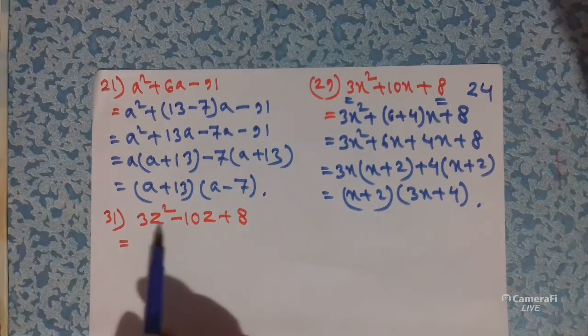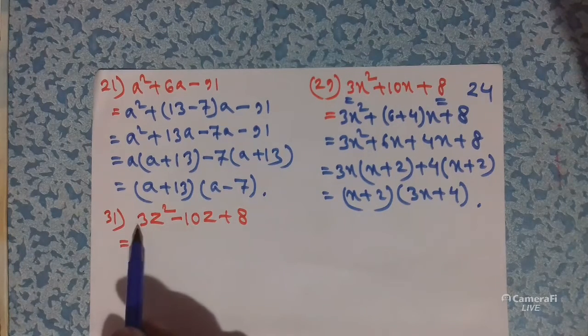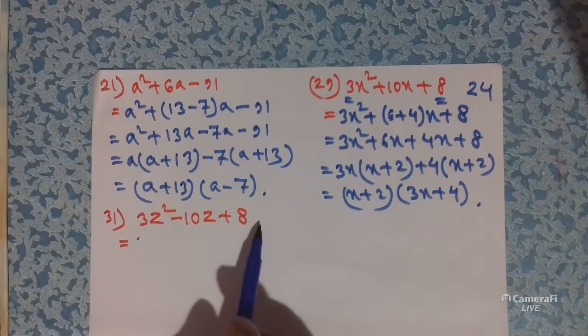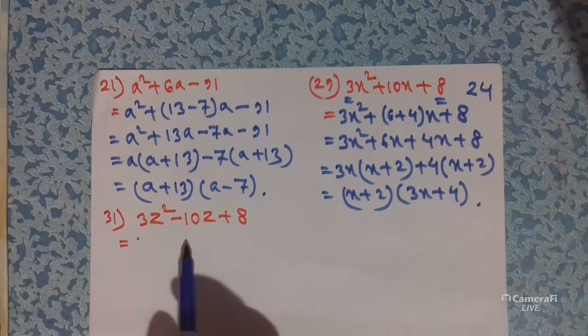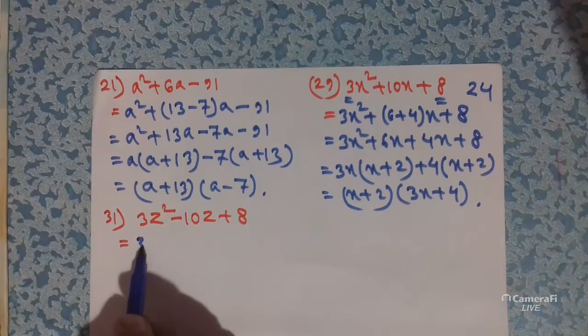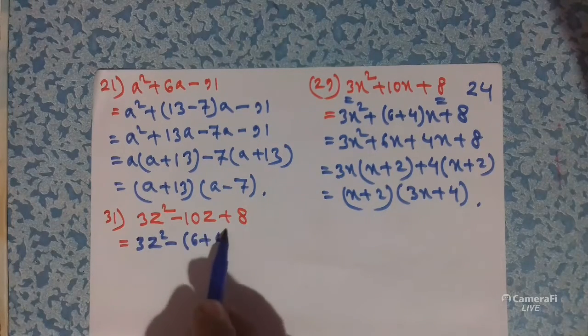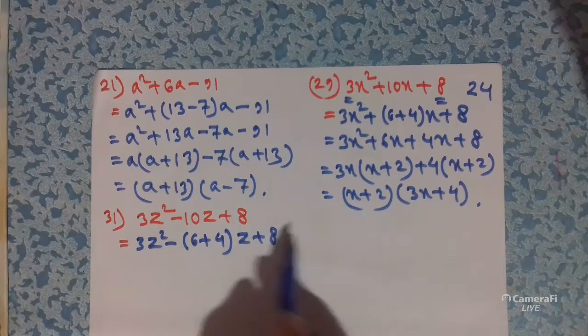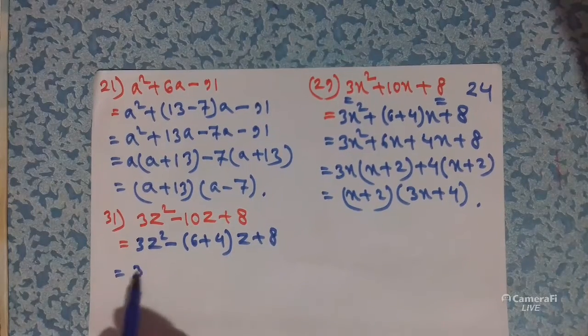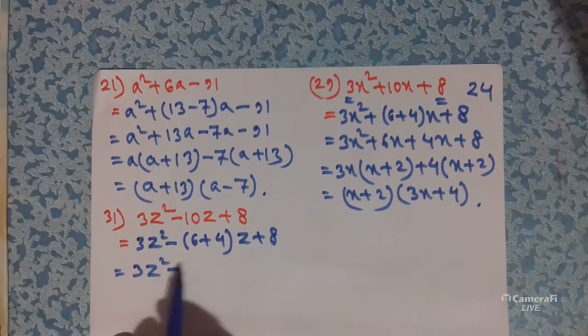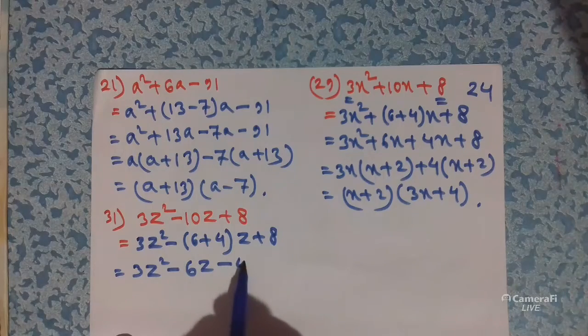So similarly at first we have to multiply 8 and 3. So 8 multiply 3 is 24. If we take 6 and 4, then 6 plus 4 is 10. So it is similar. 3z square minus (6 plus 4)z plus 8. Now remove this bracket: 3z square minus 6z minus 4z plus 8.